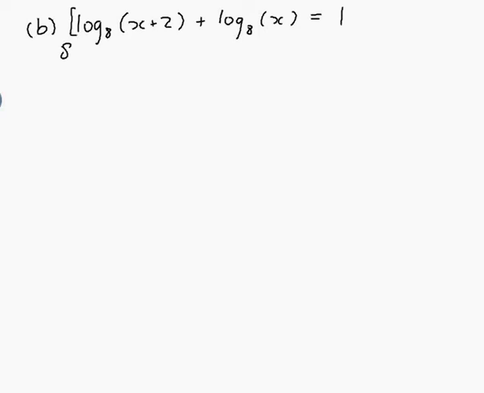Now for part B. Part B was log base 8 of x plus 2 plus log base 8 of x is equal to 1. Now, I could cancel out the log base 8 in the same way that I did in the other question by doing 8 to the power of both sides. But there's an addition up here, and that doesn't look too easy. So I just think I won't do that after all.